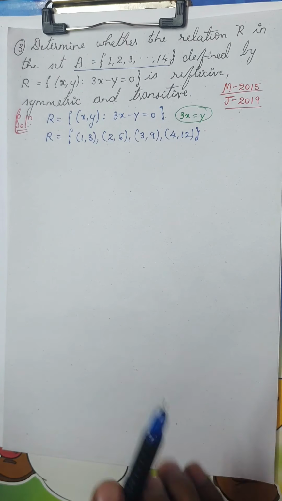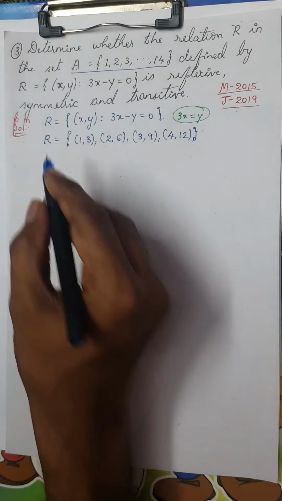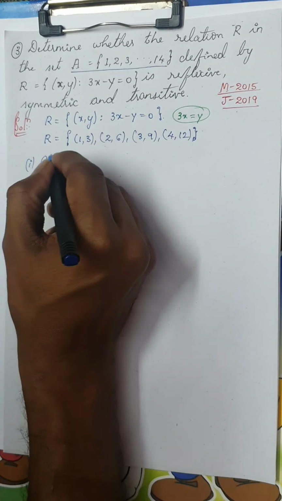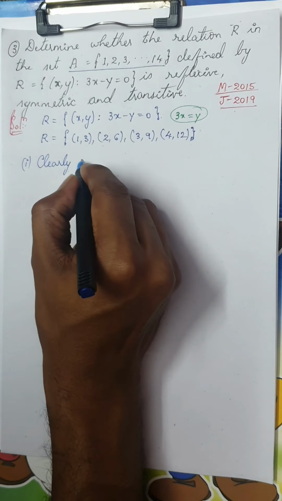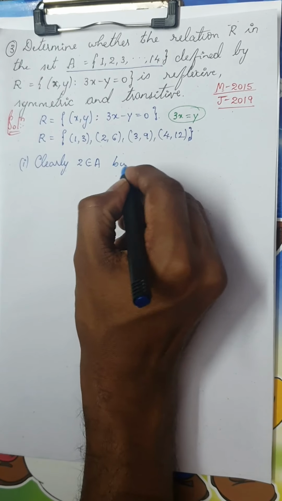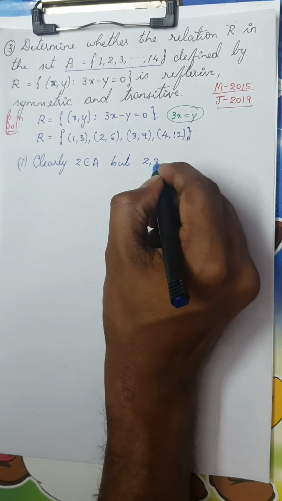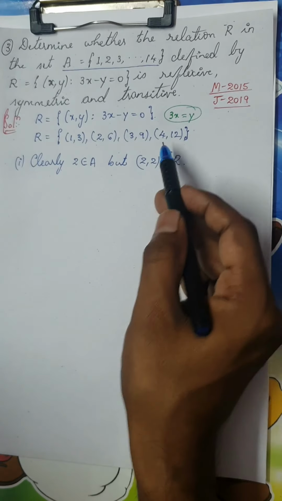Okay, as soon as I see this relation, it is very easy for me to write the conclusion for the three rules. Okay, first one. Okay, clearly you can see, take any element, 2 belongs to A, but 2, 2 does not belong to R. Please check this. This is very easy question.